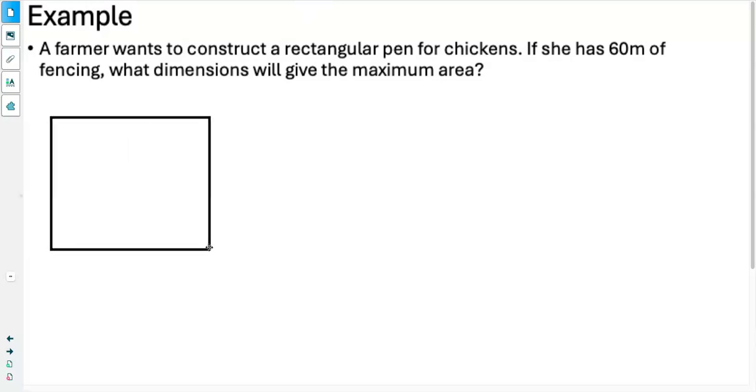Okay, so this is their pen. Now, because we are creating a rectangular pen, and we know that this side must be equal to this side, and this side must equal this side, we know that two sides must add up to be equal to half of 60 meters. So we've got 30 meters for two sides. So we could say that, for example, this side is x, and then if we know that two sides are a total of 30 meters, we could say that this is 30 minus x.